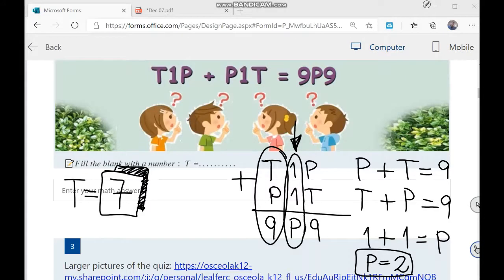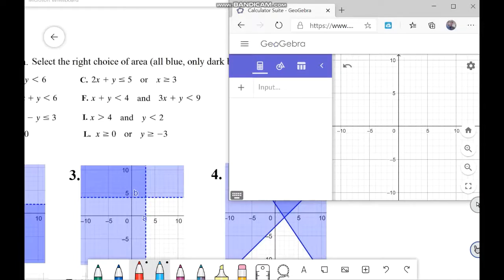So check this out. This is how you solve it. You're going to have P plus T equals 9. You're going to find out by the second column that 1 plus 1 equals P, P equals 2. That means the answer for the spell work is T equals 7. 7 is the right answer.